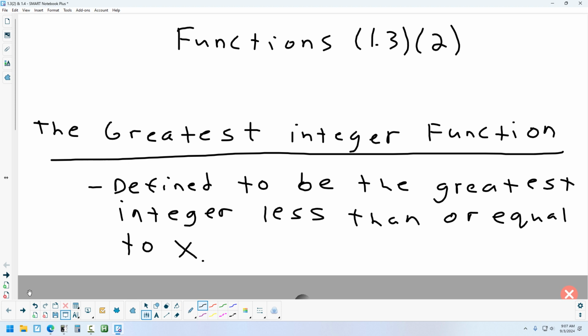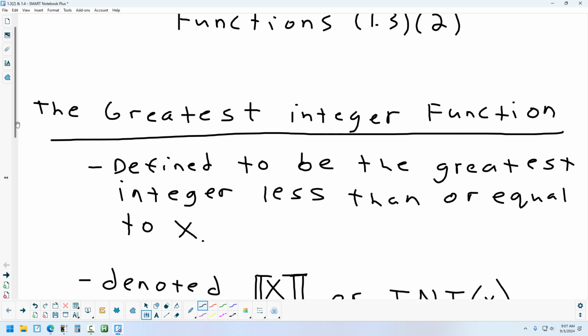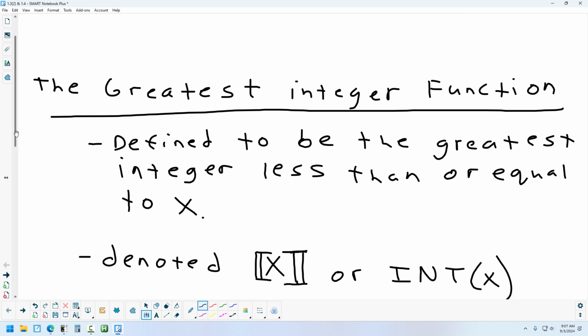And the way it works is if I give you a number, you give me back the biggest integer you can that's less than or equal to the number I gave you. That's called the greatest integer function. It's the biggest integer you can think of that's less than or equal to the number that I give you. In our book, it uses a symbol for it. I'm probably going to use the symbol on the graphing calculator, which is spelled out INT, int.